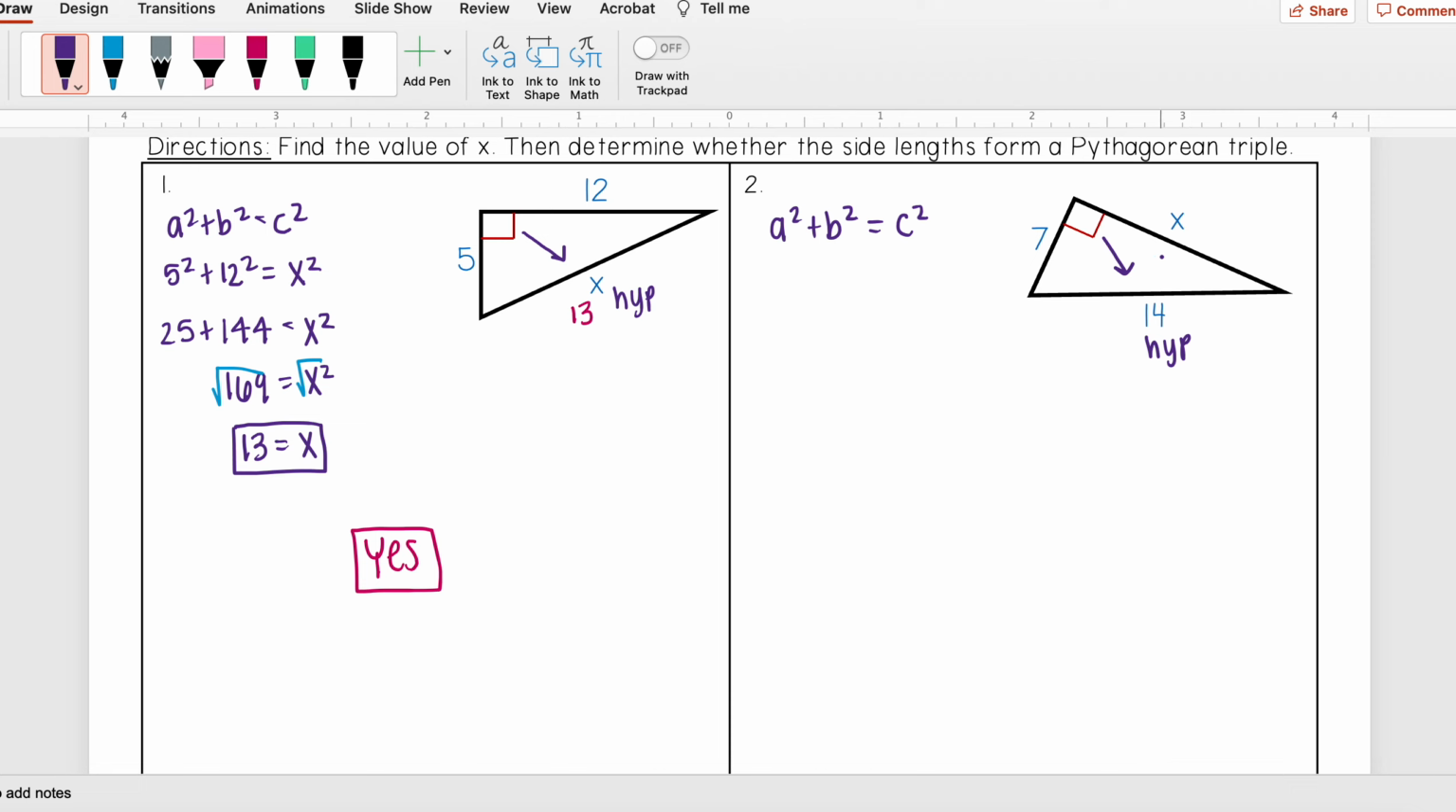So that means x and 7 are my legs. So I'm going to go ahead and just have a be 7. So I have 7 squared plus x squared is equal to my hypotenuse squared, which is 14 squared. And then simplifying from there, 7 squared, I get 49. And then 14 squared, I get 196. Subtract 49 from both sides. And I get 196 minus 49 is 147.